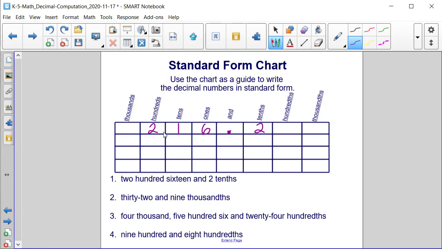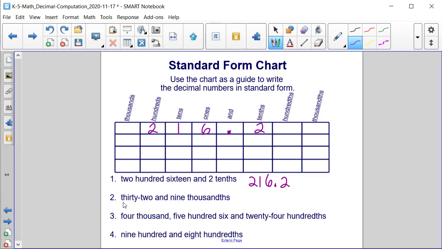So this number is written as 216.2 or 216 and 2/10ths. That's how we say it in words.